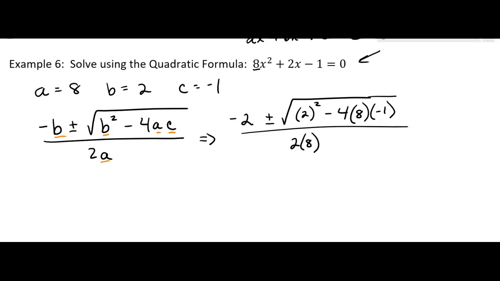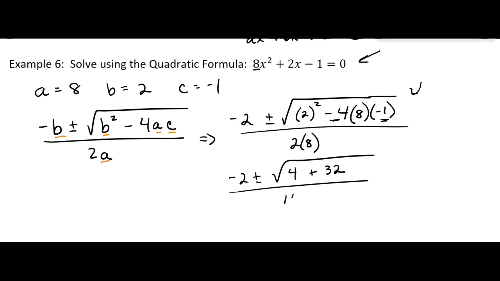Okay, so I usually work inside the square root symbol first. So I'm going to square the 2 and get 4, and then it's going to be plus. That sign's very important, but because I have a negative times a negative and times a positive, it's going to be positive, and that's going to be 32. All over, then 2 times 8, which is 16. Check and make sure that makes sense to you. This is a really important sign. It makes all the difference in your answer.